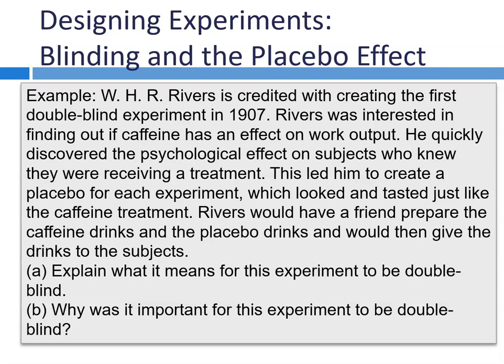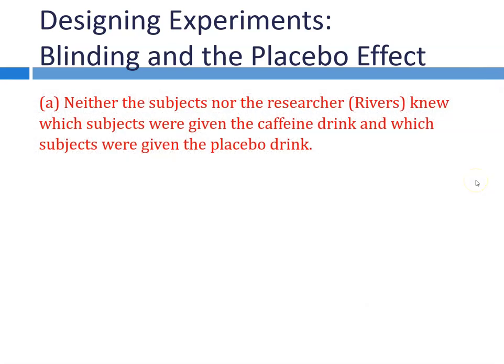We want to explain what it means for this experiment to be double-blind, and also why it was important for this experiment to be double-blind. Well, in order for this to be double-blind, that means that neither the subjects nor the researcher, Rivers, knew which subjects were being given the caffeine drink and which subjects were being given the placebo drink. So it was double-blind. Neither the person running it nor the people getting it knew what they were getting.